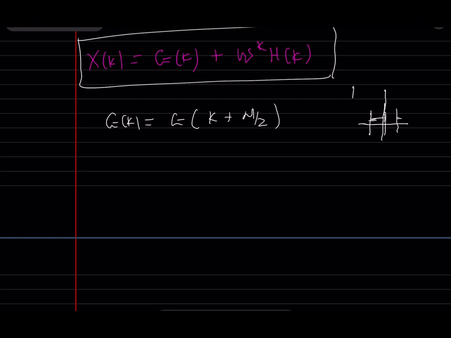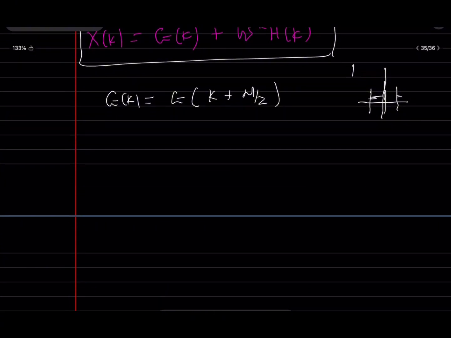So if we are applying the symmetric property that we derived in my previous video, we can say that k is equal to k plus N over 2, and the k can be equal to 0, 1, and 2 up to N over 2 minus 1.